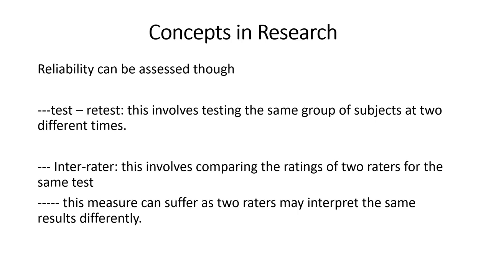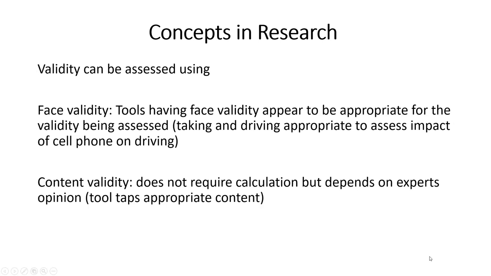So, people have different ideas about beauty, and so the same candidate may be rated differently by different raters on a particular aspect of beauty. So, this is one problem. Now, validity generally is of 4 types.